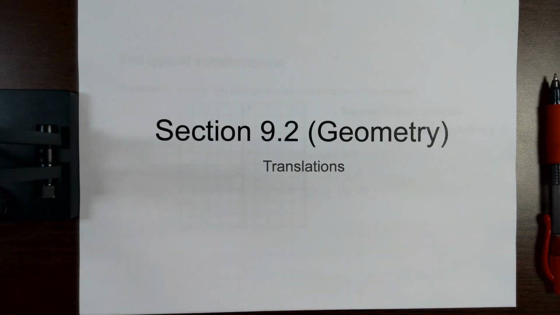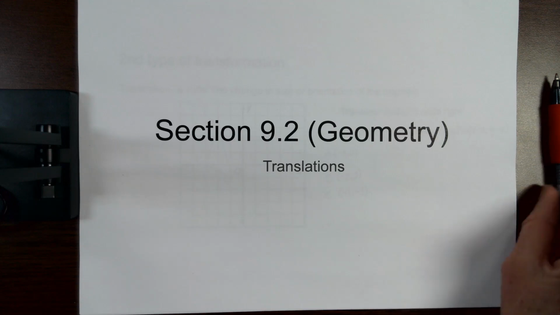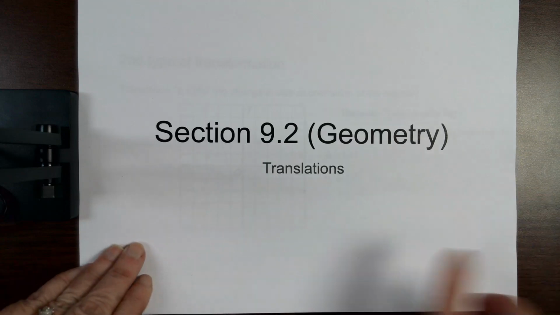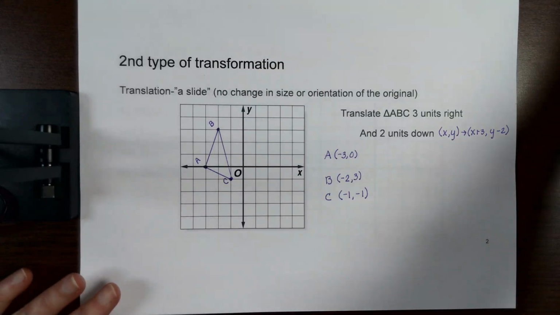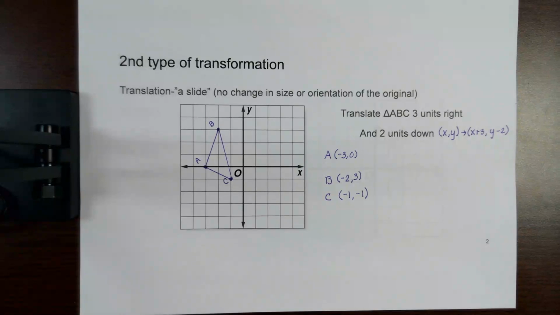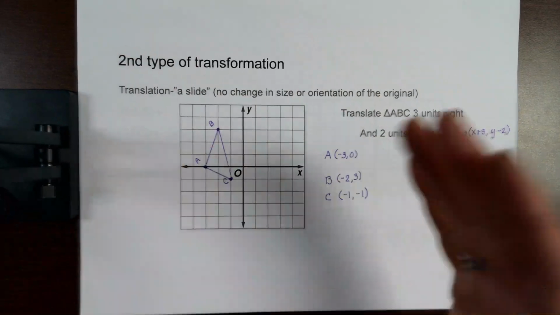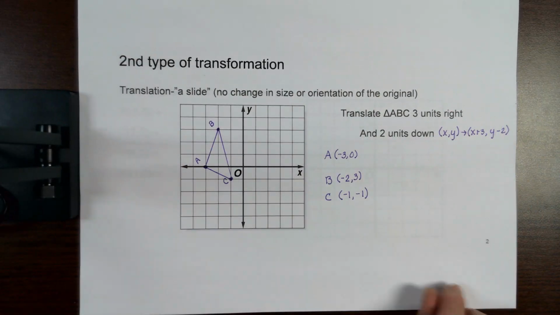Section 9.2 has to do with a different type of transformation. We've already talked about reflection. This has to do with something called translations. Translations are sometimes called a slide, and it has no change in the size or the orientation of the original. So in other words, it can't turn, it can't become bigger, and it can't become smaller.